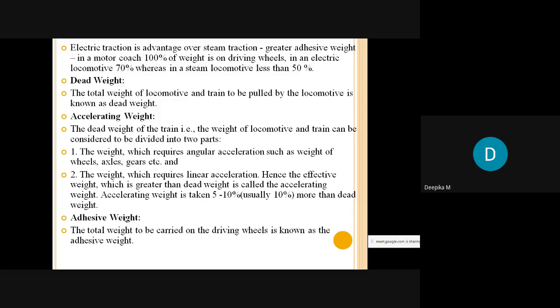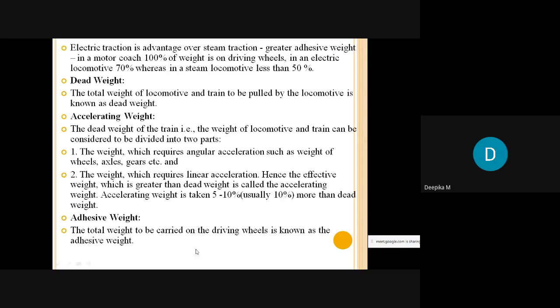These are very important definitions, and we have to know them: the accelerating weight, or effective weight, which is usually represented by WE and is usually 10% greater than the dead weight. In the problem, they usually specify the dead weight and give the rotational inertia. Hence, we can calculate the effective weight. So this is very important.